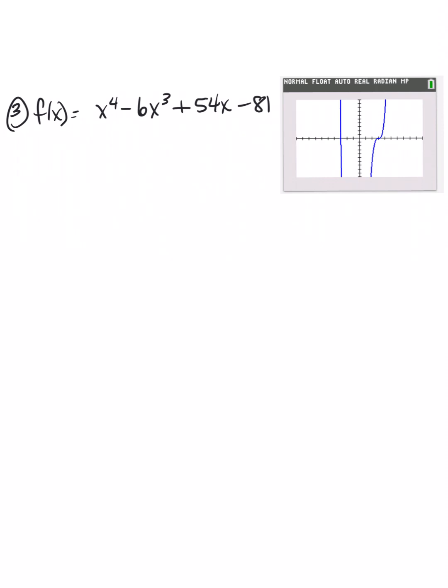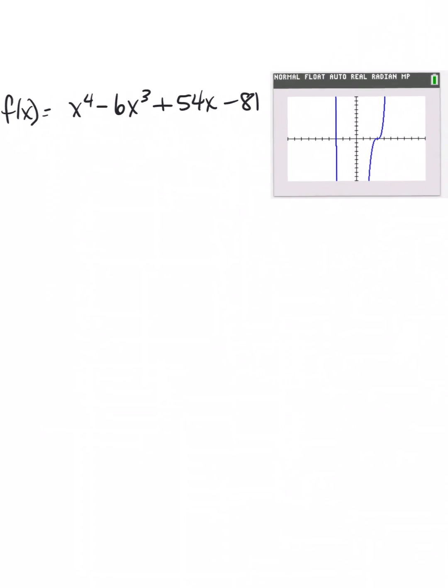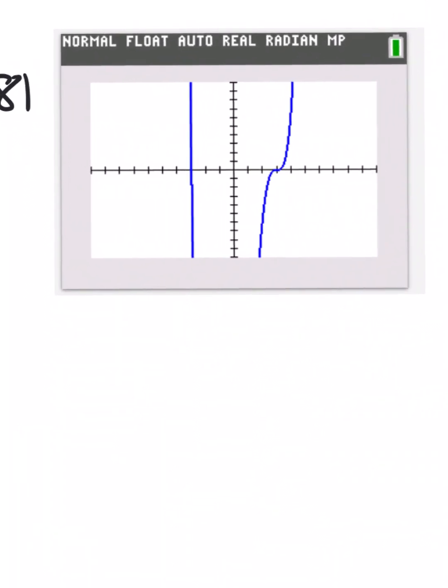All right, let's look at number 3. F of x equals x to the 4th minus 6x to the 3rd plus 54x minus 81. So I put this in my calculator and I've looked at my graph, and I want you to notice where are the x-intercepts. So I'm going to zoom in for a second so we can write on this. Now notice, where is it crossing? It's cutting through nicely right here where x is negative 3. That just looks like it's a single root.